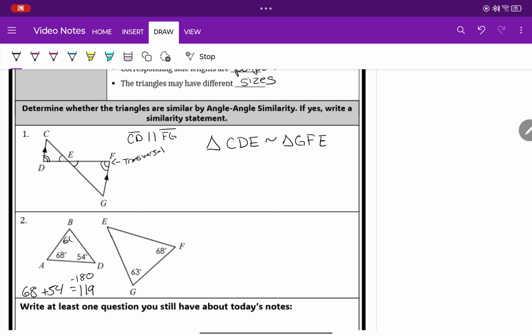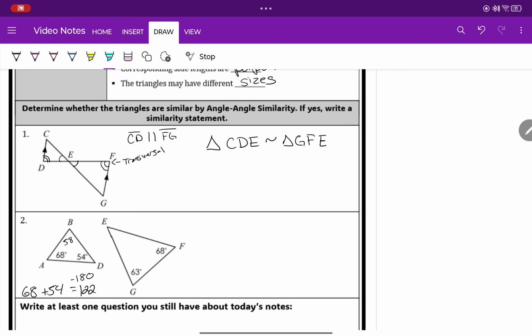Okay, so again, 68 and 54. Oh, sorry, I miscalculated actually. That is not 119, that's 122. And 122 subtracted from 180 is 58 degrees. So I have 68 plus 54. It's 58 degrees.